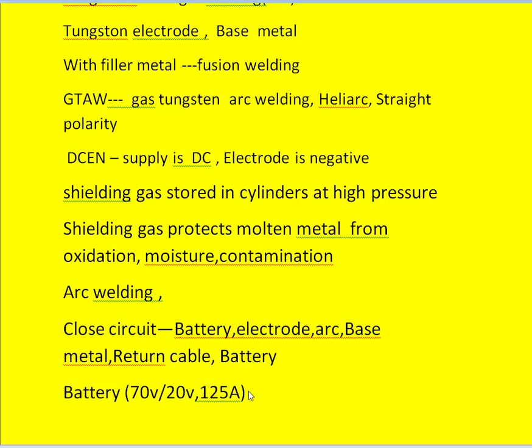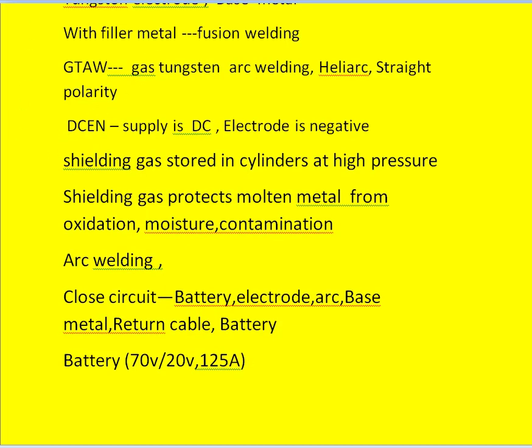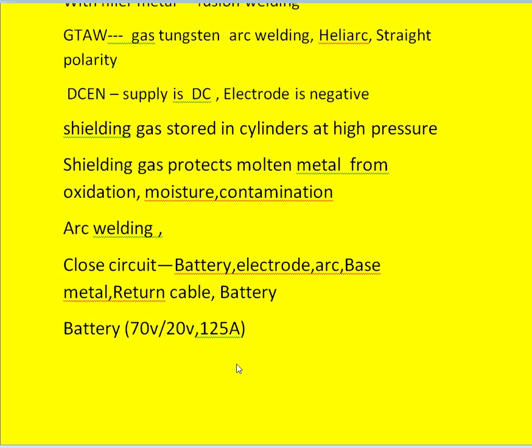Then, coming to the specification of the battery, its open circuit voltage is normally 70 volts, whereas once the arc is formed, the voltage across the terminals of the battery is only 20 volts, and the current rating is normally 125 amperes. This value depends upon the size of the electrode. It may be 75 amperes, 125 amperes, or 220 amperes. For different applications, different sizes of electrodes are used.